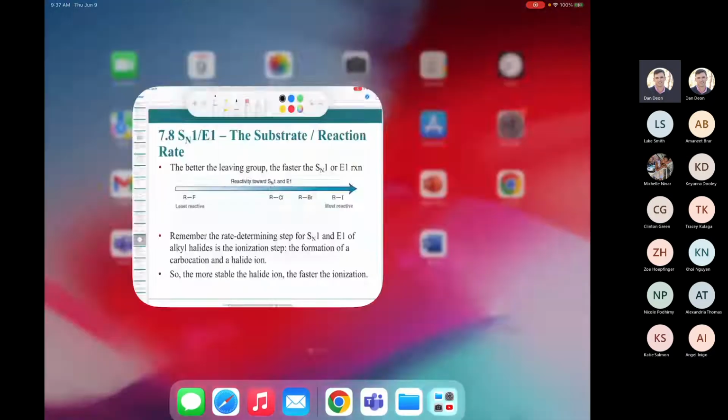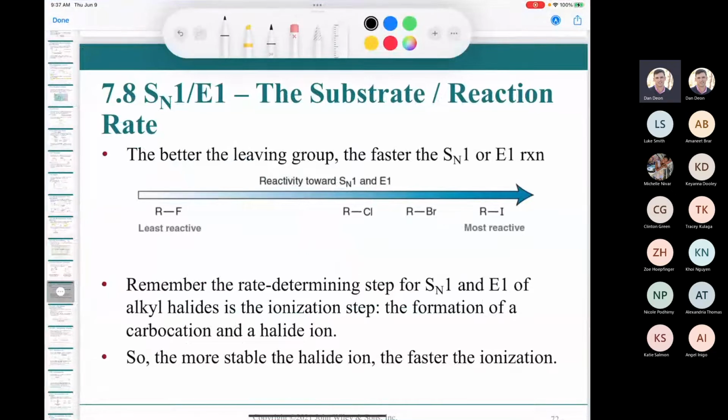So we're recording. Great. Okay, so let's get back to the Sn1 and E1 and talk about the substrate and how the substrate can affect the rate of reaction. Remember that the first step of an Sn1 reaction is a loss of leaving group, followed by a nucleophilic attack. This is our rate determining step, and so the better the leaving group is, the faster your Sn1 or your E1 reaction is going to be.